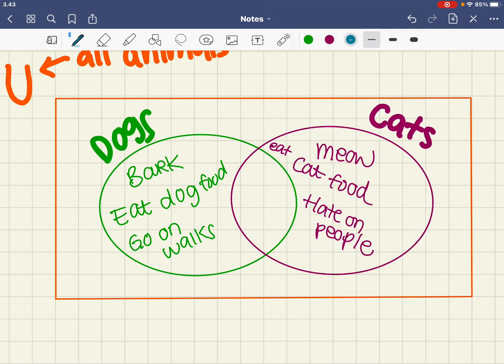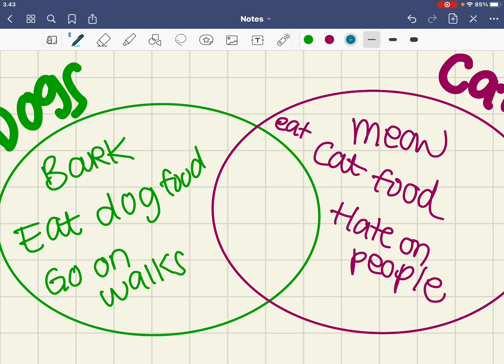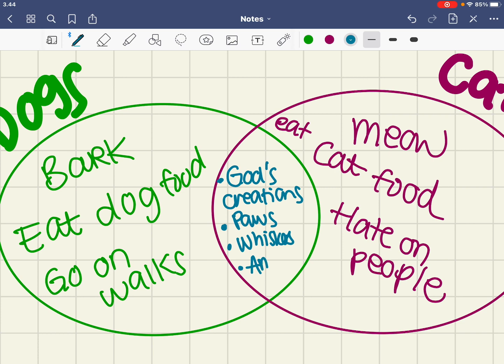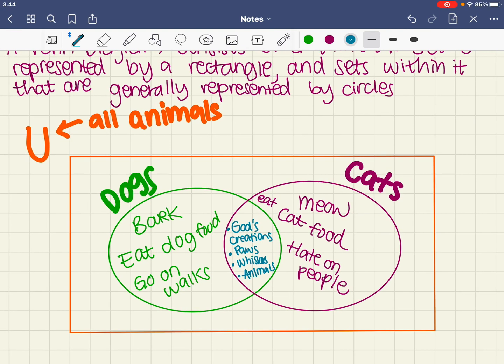So whatever they have in common, you're going to put it in the middle. So they're both creatures or God's creations. And then they both have paws. They both have whiskers. And what else? They're both animals, right? Okay. So that's how you would do a Venn diagram.